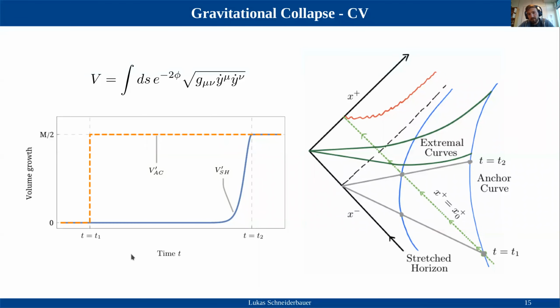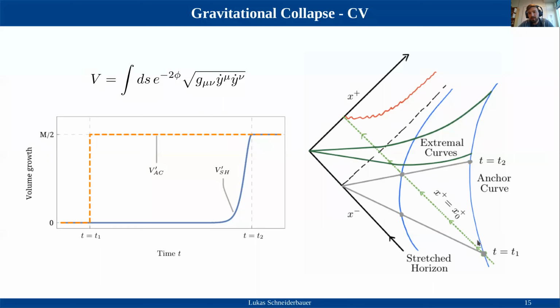Now it turns out that if I calculate this for an arbitrary anchor curve outside, the growth rate actually starts growing when the anchor curve crosses the shock wave here, which would mean that as soon as the shock wave is released, the complexity immediately starts growing, although there is actually not a black hole there yet, because it's only created at a later point.